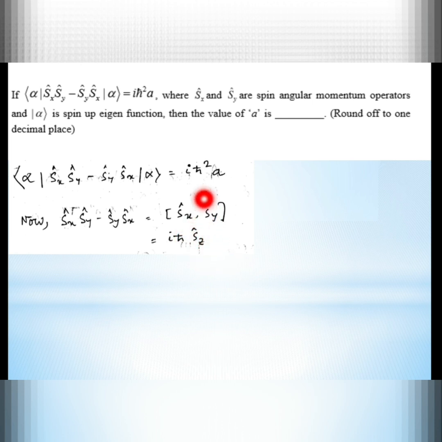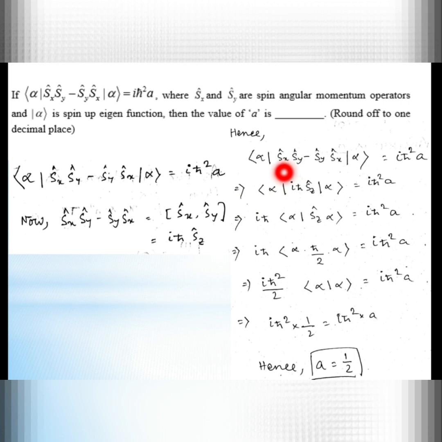Now alpha is an eigenfunction of Sz: when Sz operates on alpha, which is spin up, it gives the value ħ by 2, and when Sz operates on beta, the spin down eigenfunction, it gives the value minus ħ by 2. Now just see how to calculate the value of a.